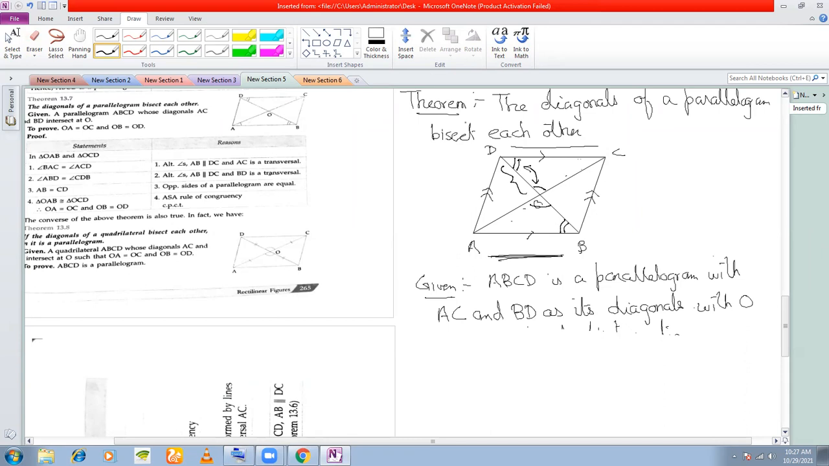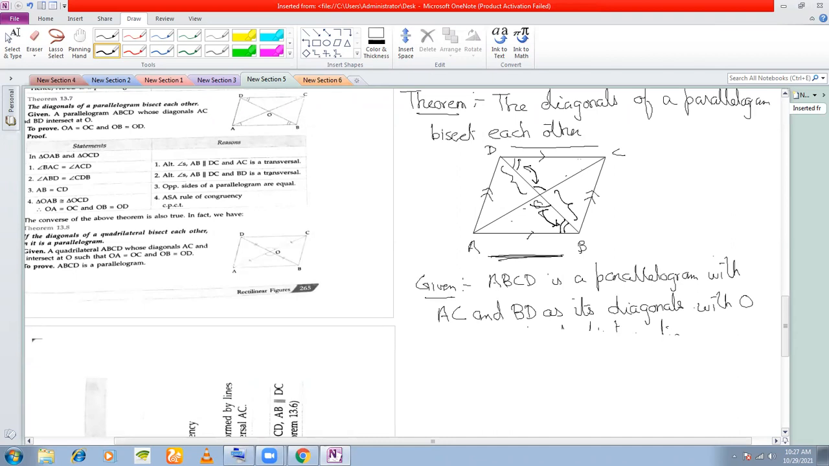Yes, sir. And what is the included side between these two angles? This one, right? Yes, sir. Okay. Now, is OB equal to OD? Is it given to you? We actually have to prove OB is equal to OD, isn't it? So therefore, we cannot use angle side angle. Absolutely clear now? Yes, sir.